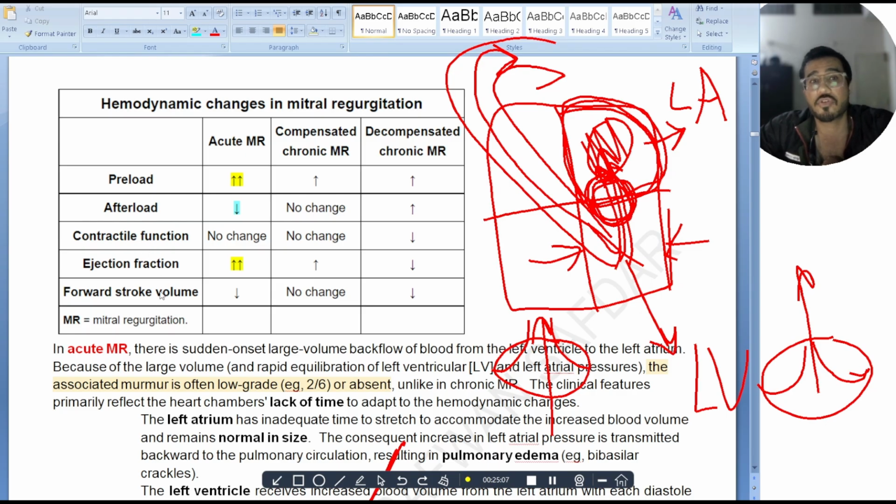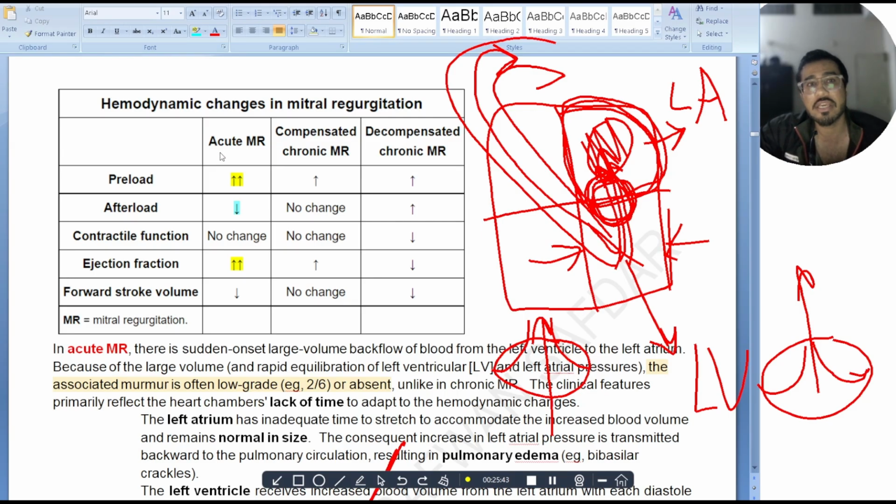Ejection fraction and forward stroke volume. What is the difference? Ejection fraction is the amount of blood that is moved when the ventricle contracts. It is not dependent on where that blood goes. If the blood goes back into the left atrium, we don't care. If the blood goes into the aorta, we still don't care. As long as the blood is leaving the left ventricle, it is considered in ejection fraction, whereas forward stroke volume represents only the amount of blood that moves into the aorta towards the systemic circulation.